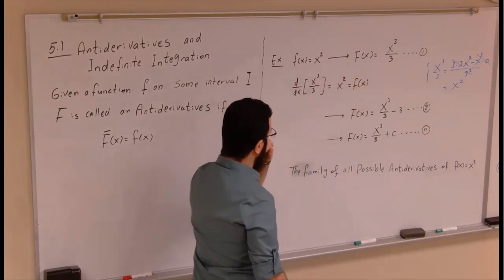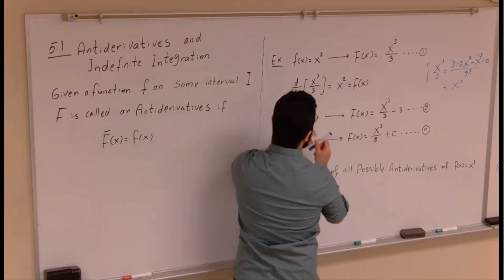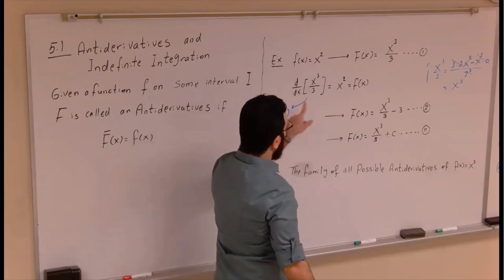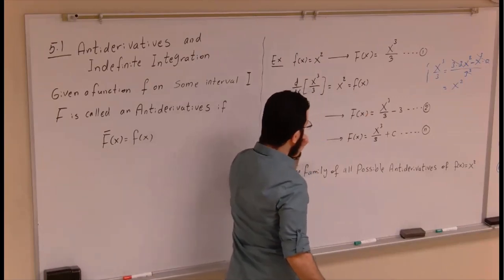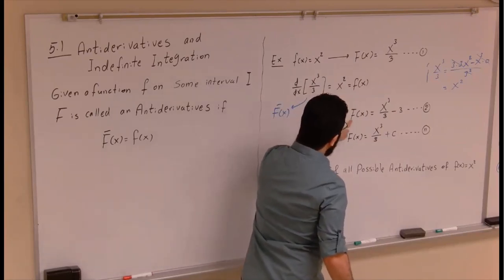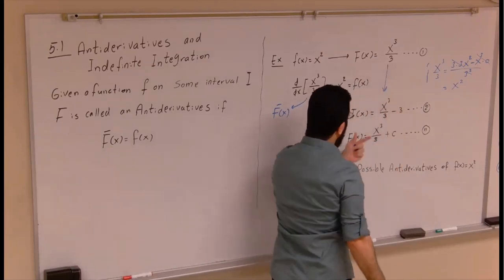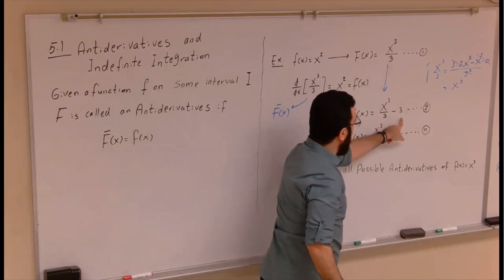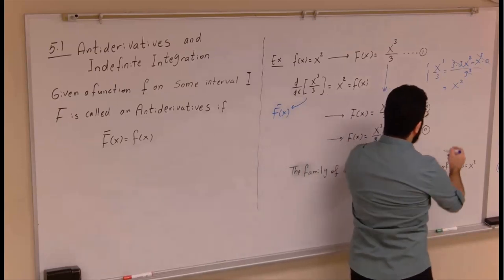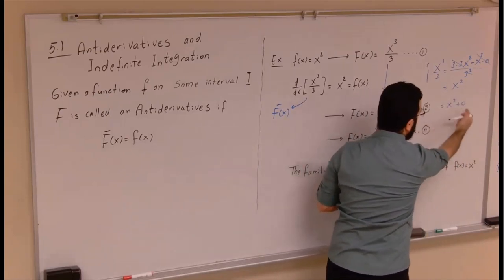But here's the question. If I take the derivative of F, it's going to go back to the original function, which is f of x. But if I assume that there is a number here, added to the F function, and I take the derivative of this one, it's going to be the same thing, x squared plus 0, because the derivative of a constant is going to be 0.